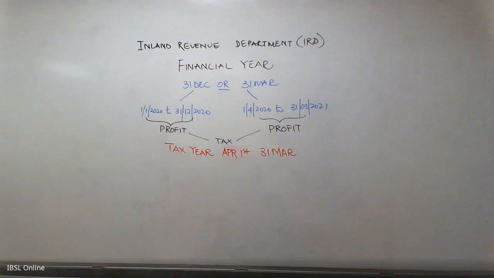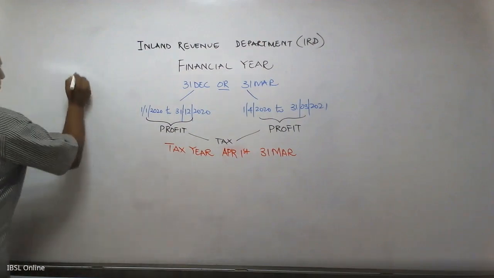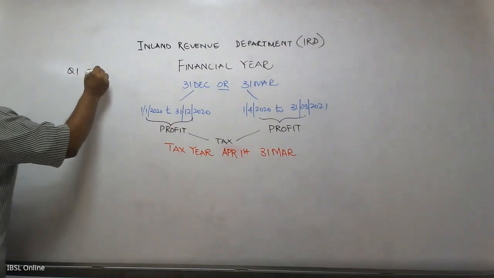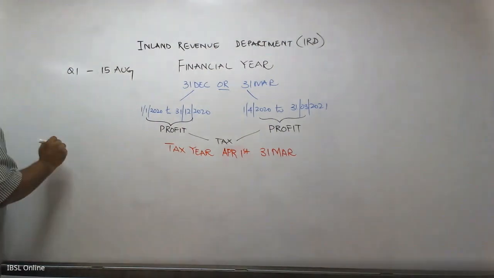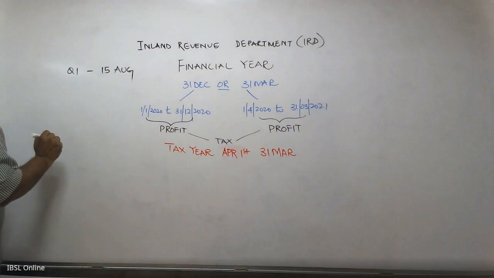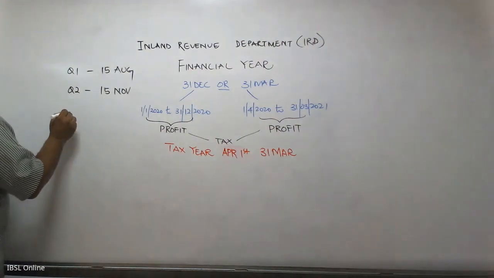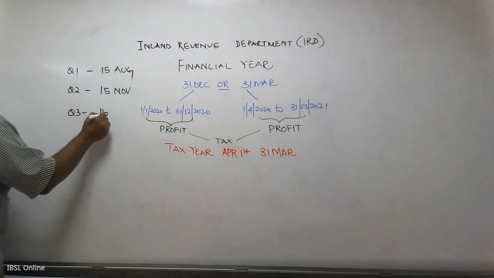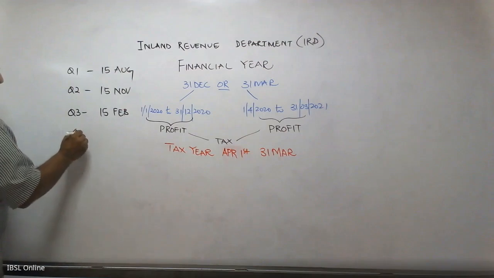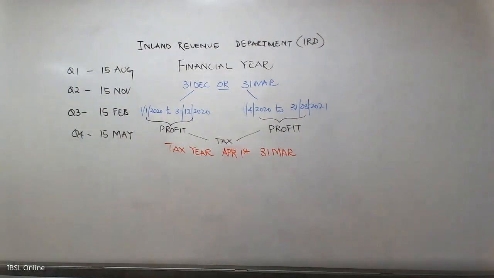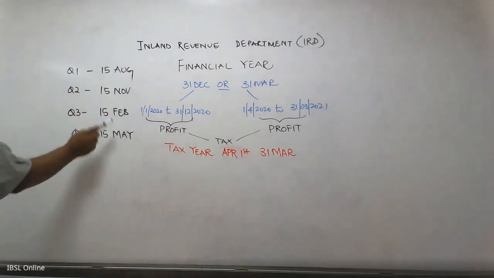So what you need to do is make tax payments on a quarterly basis to the Inland Revenue Authorities. And what are the dates? That is very important. The first quarter, Q1, falls on 15th of August. Q2, 15th of November. Q3, 15th of February. And Q4, 15th of May. So these two are in one particular year, and these two are in the subsequent financial year.